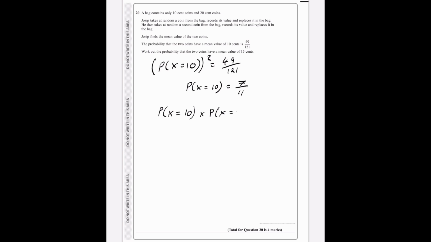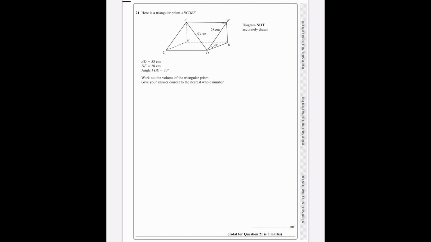So to answer the question, for a mean value of 15, you can have a 10 and a 20, or you can have a 20 and a 10. They'll have the same probability. So to keep this short, I'm just going to double it. Probability of x equals 10 is 7/11 times the 4/11, probability of it being a 20, and then times it by 2, 56 over 121. Is the probability of it having a mean value of 15.